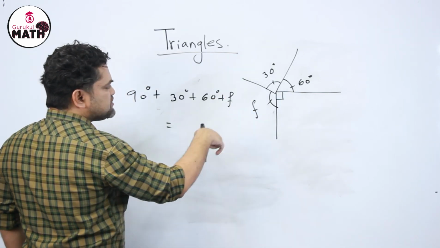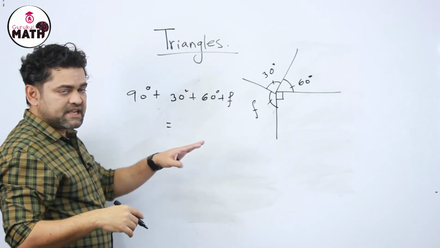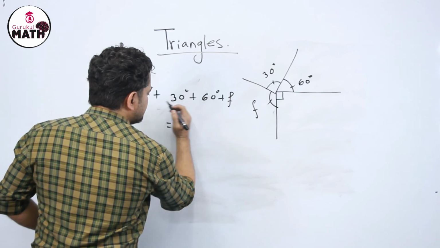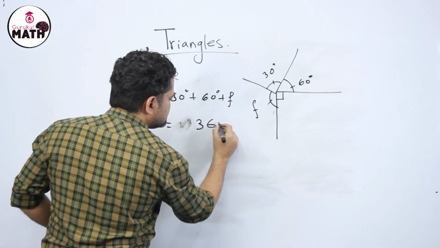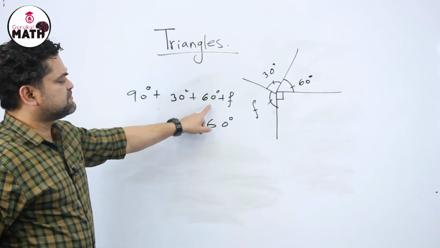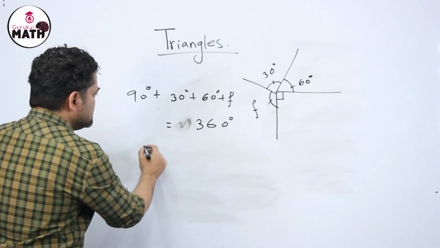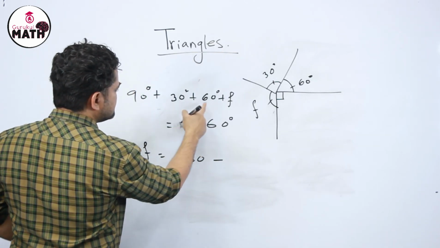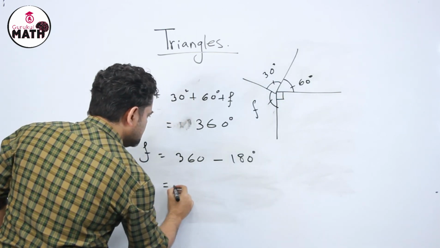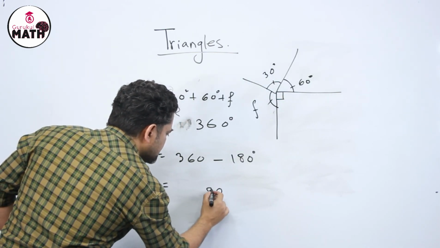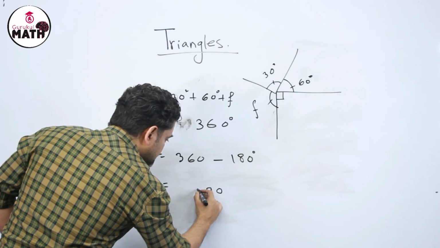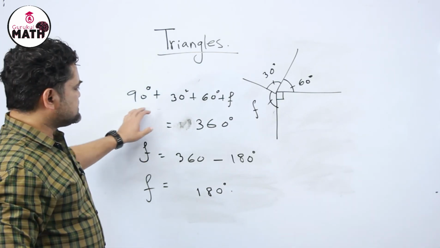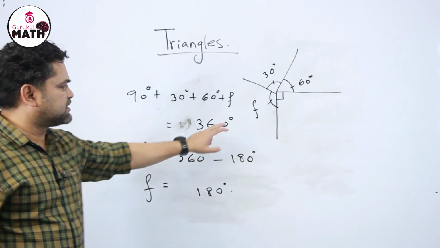So it's coming also the angles at a point. So I'm not writing the logic again and again. So you can easily understand now that the total equals 360 degrees. Okay, 90 plus 30 plus 60 plus f equals 360 degrees. So if I find f, it will come 360 minus 90 plus 30, 120 plus 60, 180. So 180 degrees. Okay, 90 plus 30 is 120 plus 60, 180. So if I subtract, I got f.